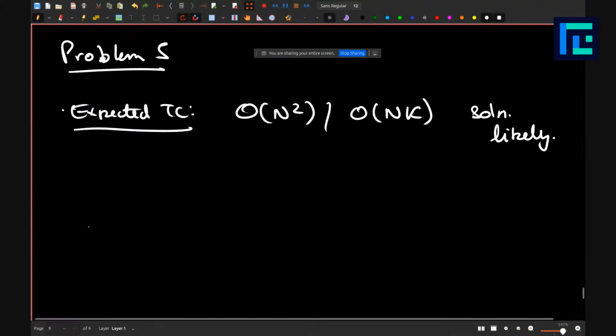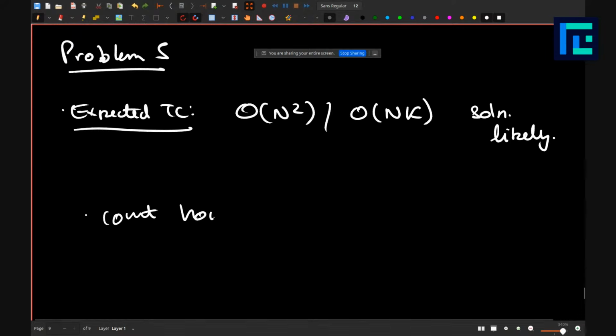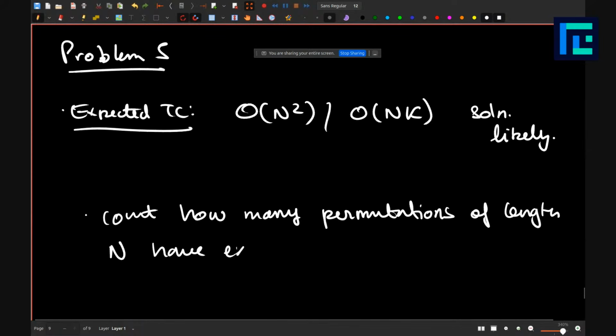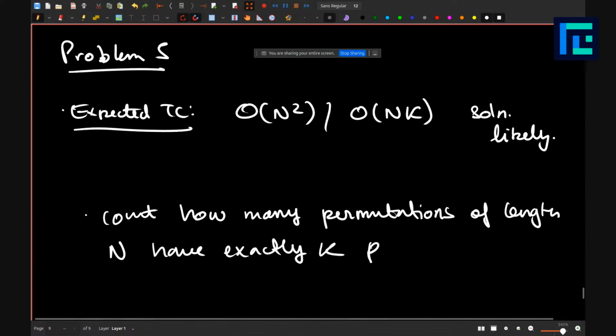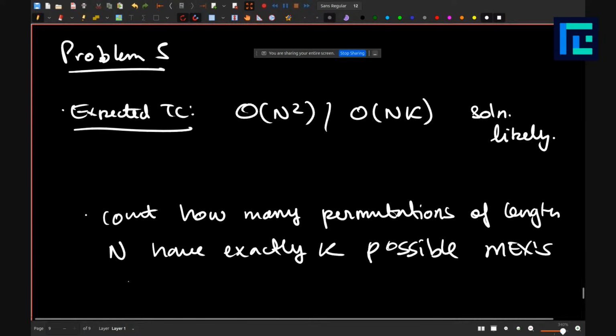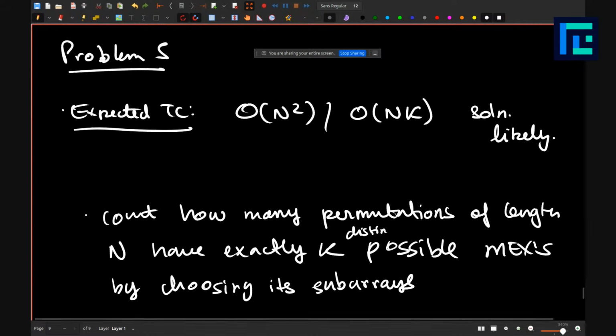So basically what it's saying is: count how many permutations of length n have exactly k possible MEXs by choosing its subarrays. K means distinct k, obviously. K distinct possible MEXs by choosing its subarrays. So let's take an example and figure out what this means.